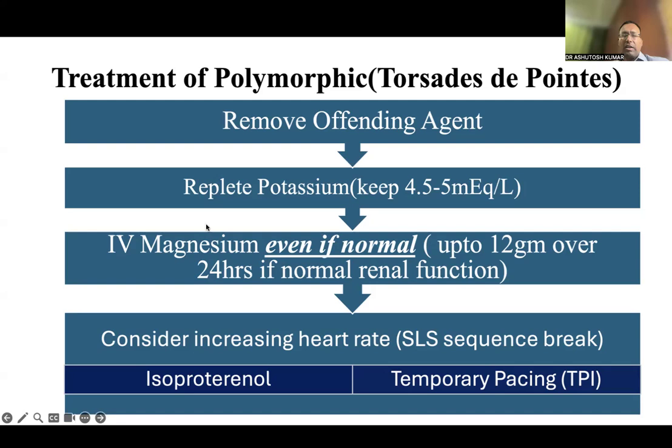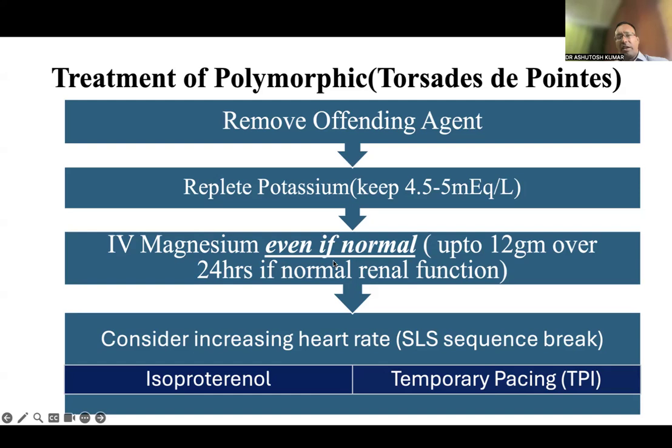Usually doctors give 1 or 2 grams and then become complacent. But I want to highlight that magnesium is one of the important membrane stabilizing medications. You can go up to 12 grams. For 12 grams, you can start at 500 milligram per hour for the next 24 hours by infusion pump, provided the patient's renal function is good. In this situation, certainly you are going to salvage the patient from the VT/VF episodes and the long QT induced torsades.